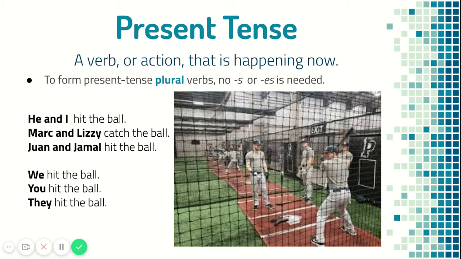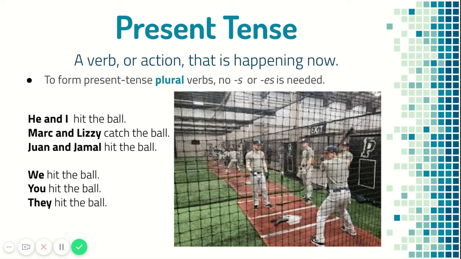All right. Present tense when we have plural pronouns like we or they, okay? You are not going to add anything. You're just going to leave the verb how it is. So, they run the lap around the school. Let's just say you just leave it as run. You don't have to add an S or an ES. Okay. So pay attention to your plural pronouns.